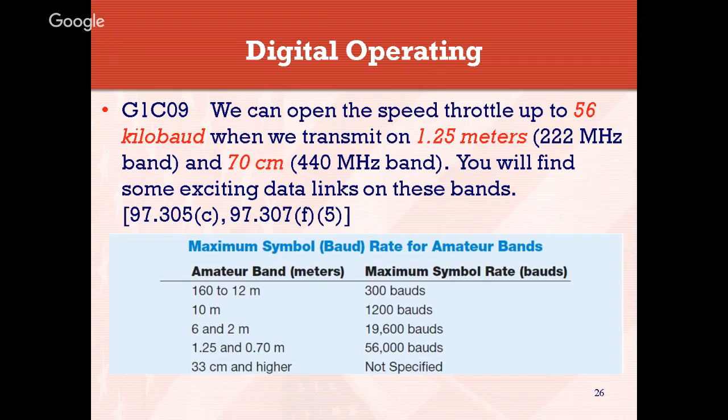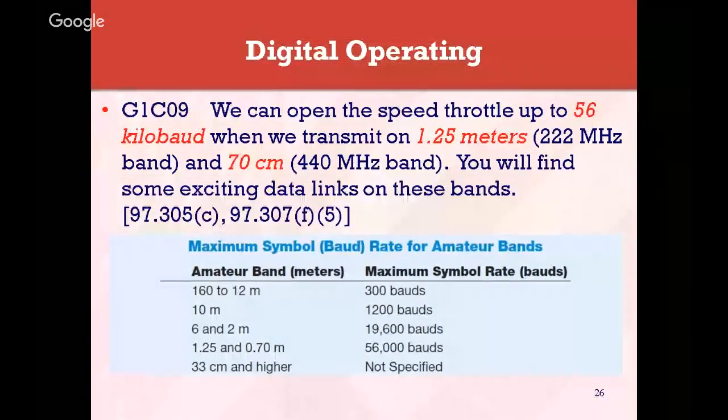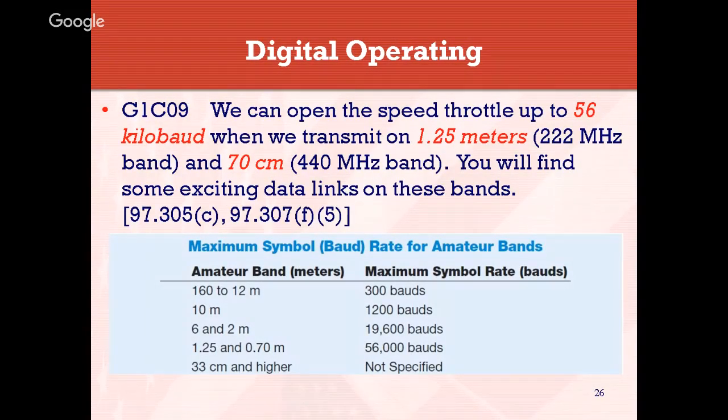Okay, you can open up the throttle up to 56 kilobaud when we transmit on 1.25 meters or the 220 band and 70 centimeters or the 440 megahertz band. You'll find some exciting data links on these bands. On this chart, you'll see that the maximum baud rate for the amateur bands, 160 to 12 meters is 300, 10 meters is 1200, 6 and 2 is 19.6, and going up from there is 56 and nothing specified above those other two bands.